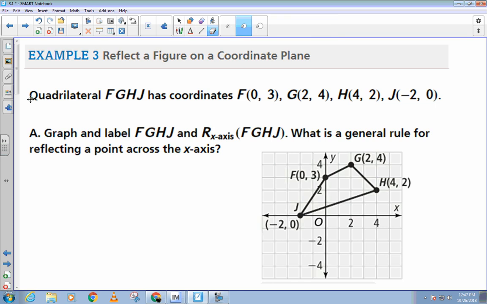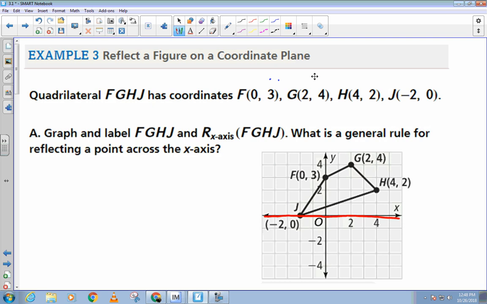Now we're going to do some more reflections. In this first problem, we have a quadrilateral, okay, and it wants us to graph and label its reflection, and then it wants us to come up with a rule, all right? So you've got to be paying attention to these coordinates, because some of these reflections have rules associated with them. So notice here, it says reflect over the x-axis, okay, and here's the x-axis right here. So this is what we're reflecting over.